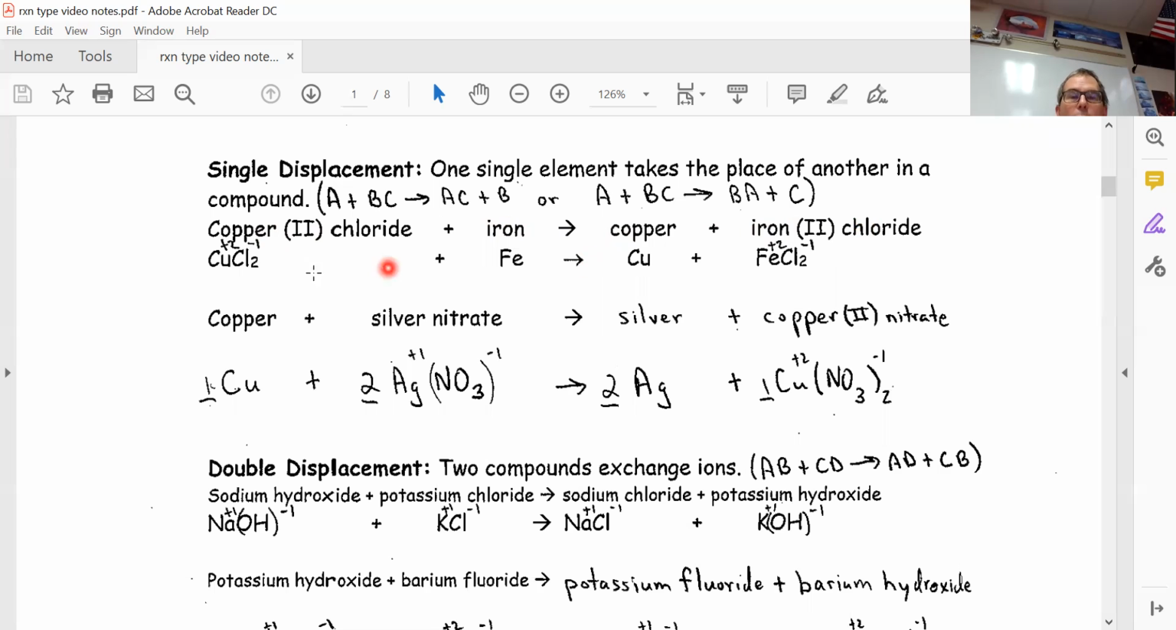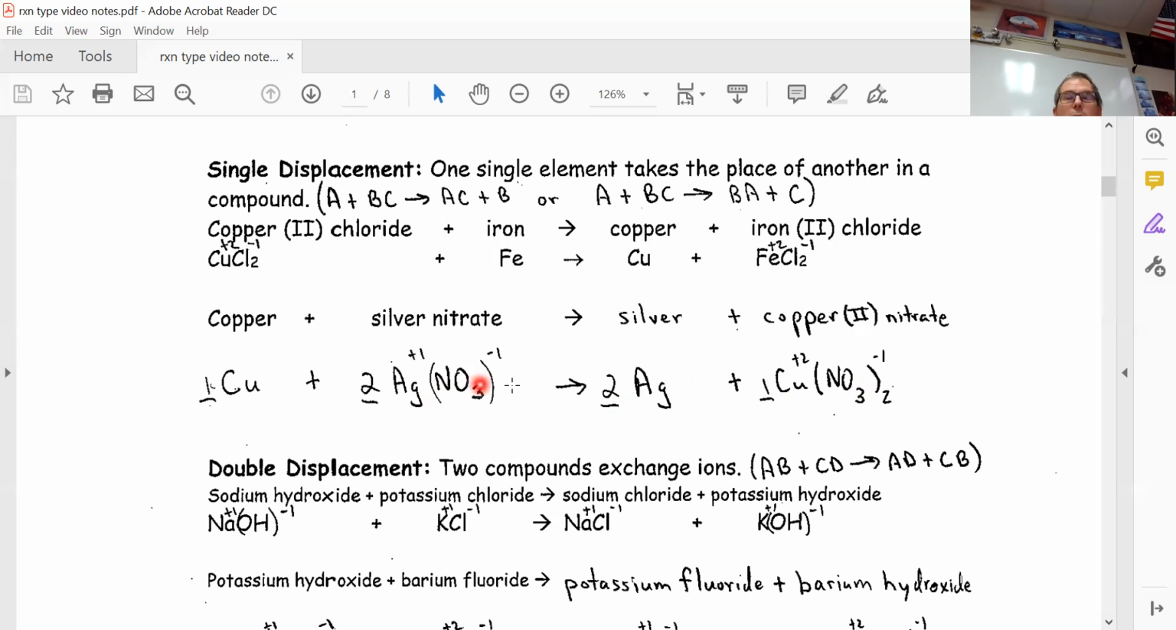Okay, I could show this balanced equation here, and the iron's by itself, it kicks the copper out. Now the copper's by itself, and we get iron 2 chloride. Okay, here's a case where I have copper plus silver nitrate. This is still an ionic compound. Notice I have a polyatomic ion right here, but the copper this time kicks out the silver. Now the silver's by itself, and we're left with copper nitrate.